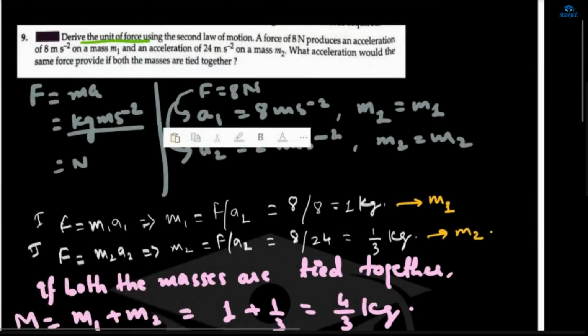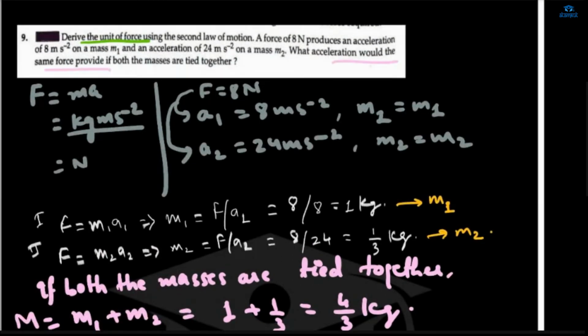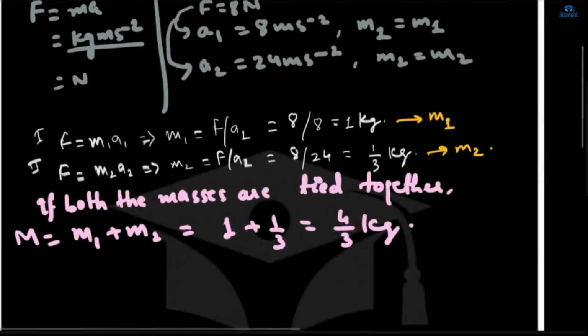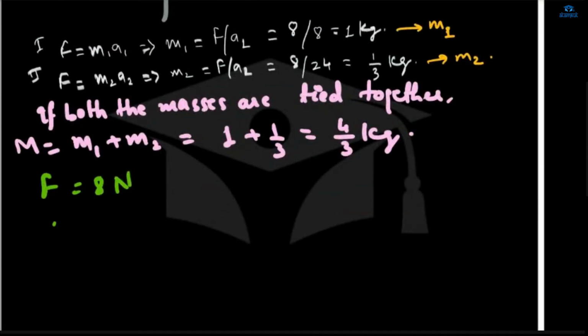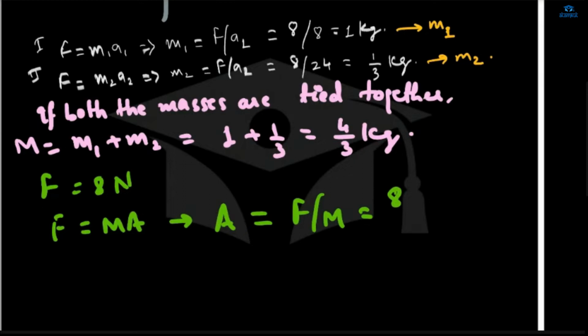Now what it's asking, what acceleration would the same force give? So force is not getting changed. We have to use the same force as 8 Newton. The force is 8 Newton again. Now both the masses have got tied together. So what will be the acceleration? We have the formula F is equal to ma, and we have to now find the a. We have to calculate for A. So what will it be? F by M. F is again 8, and then M is 4 by 3, right? So we can write like this, 8 by 4 by 3. So we get the reciprocal of it.